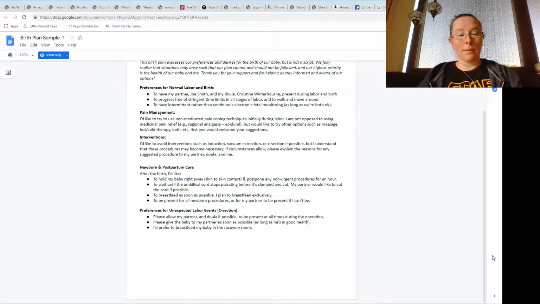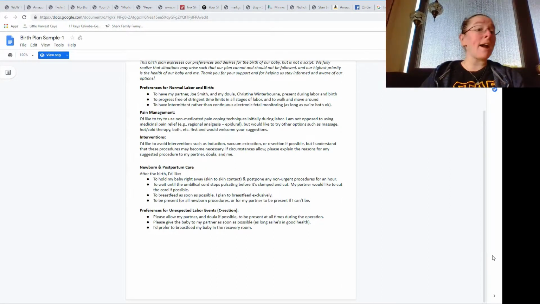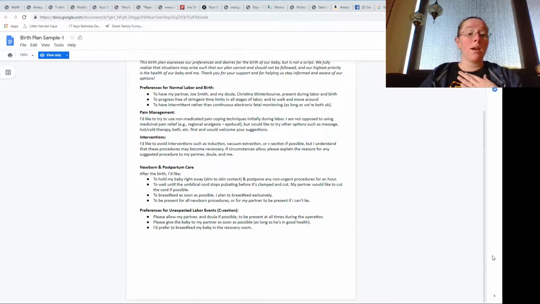Labor events, obviously, so if you have a C-section, whether you want your partner or doula or midwife or whomever there for the whole time during the operation, or if you would like them to be there until the baby is taken away. I personally sent my husband with the baby, because I couldn't be there and I was really attached to her, and that was really, really hard for me. If you would like your partner to do skin to skin, that needs to be laid out. When you want your baby to be breastfed, all of those things.